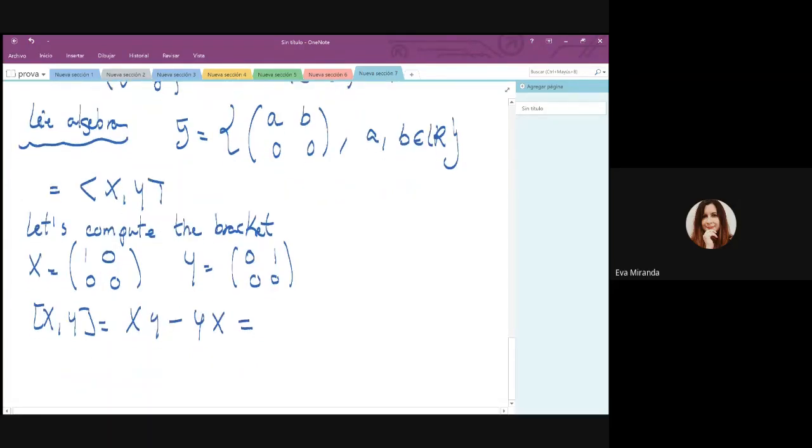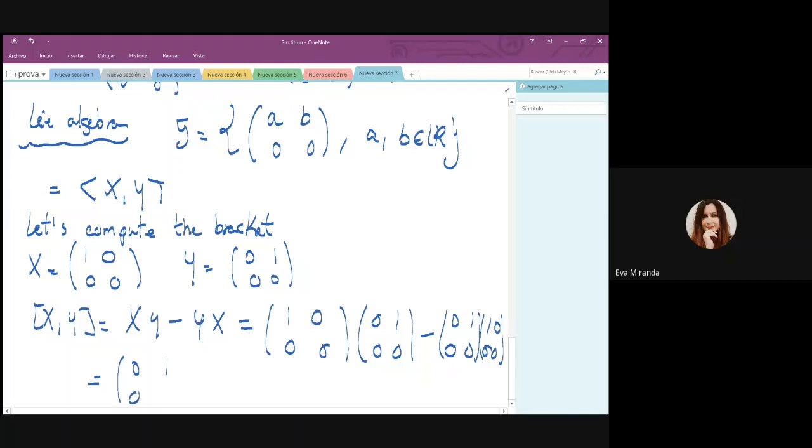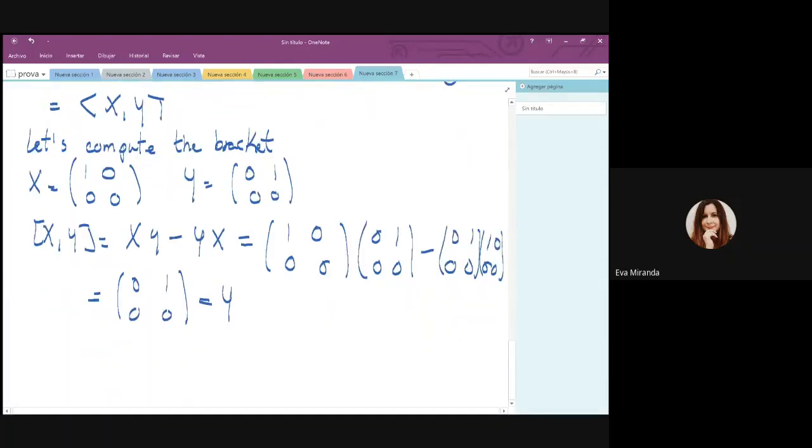So here I need to make the product of these matrices. All right. And the commutator gives me 0, 1, 0, 0, and this goes to 0. So the commutator gives me y. So I have a two-dimensional Lie algebra, such that [x, y] equals y. So that's the Lie algebra I solved.